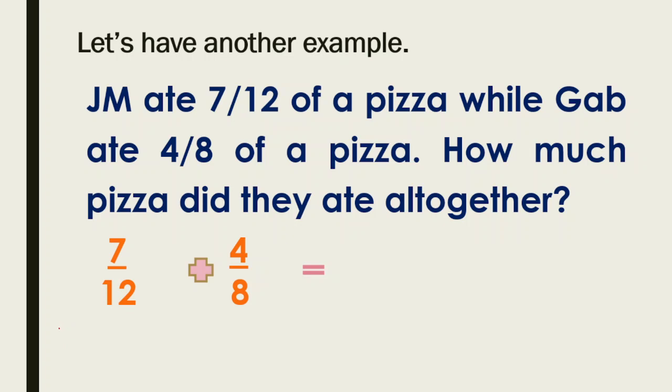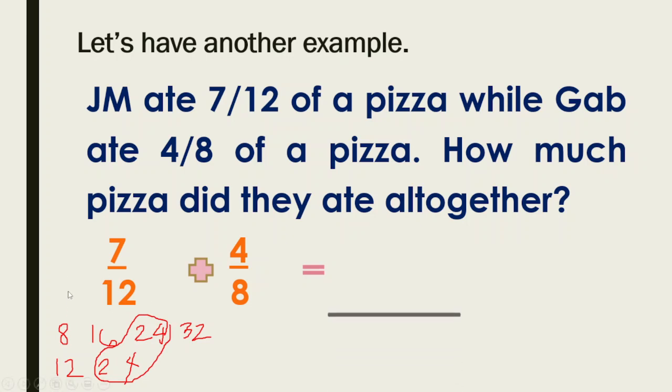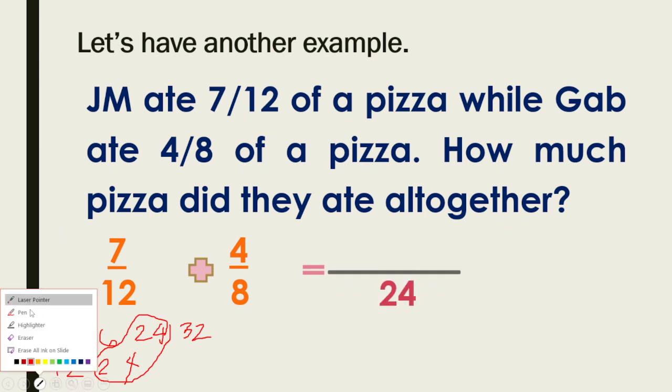By skip counting, ang skip counting niyan ay 8, 16, 24, then 32. Stop muna tayo. How about 12? 12, 24. Since may nakita tayong pareho, that would be our LCM, or the LCD, which is 24. Counter-check nga po natin sa ladder method kung parehas.